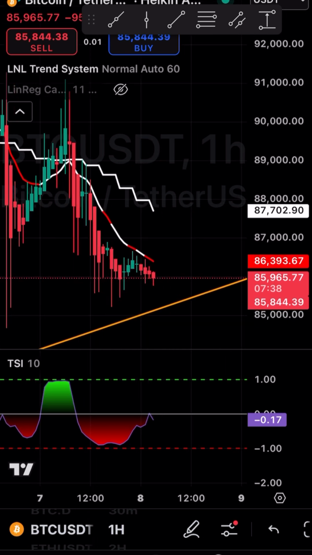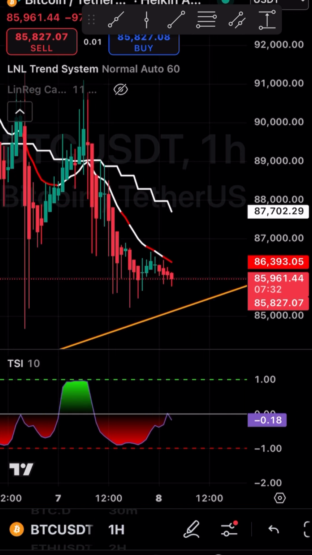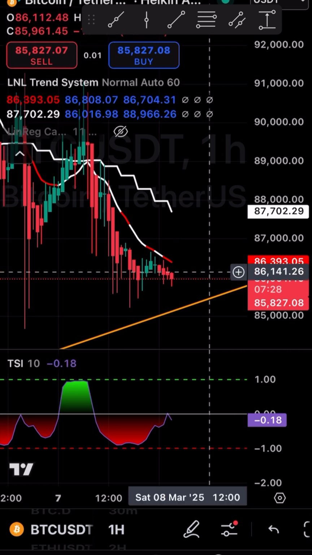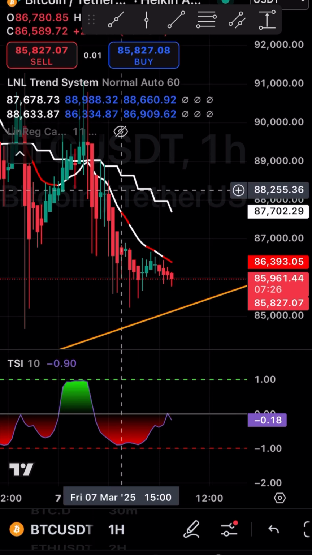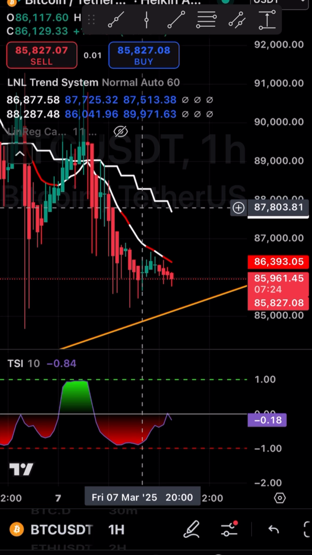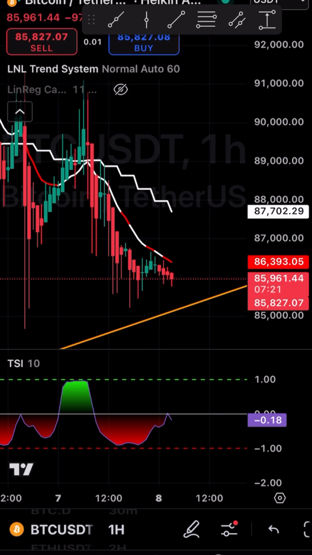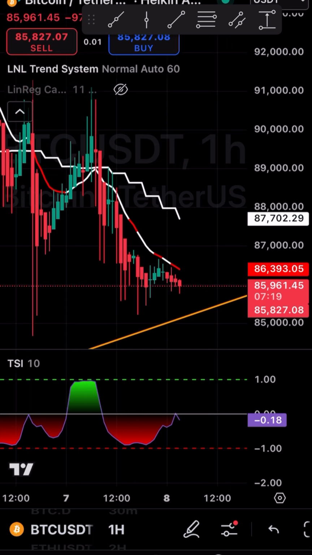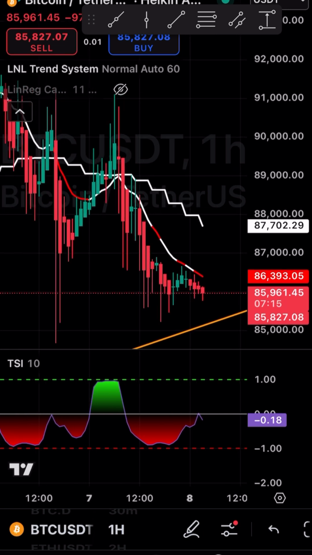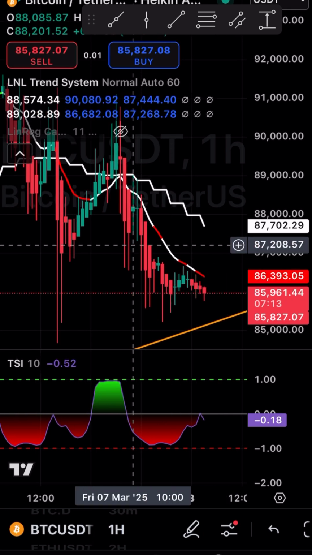So to do this with $1 lot size, I'm on the hour, and I wait for the trend lines to cross. Basically, that's the key moment to get in. You want to wait for the LNL trend system lines to cross, and once they do, that's when you enter your trade. So you basically keep your eye on the hour.